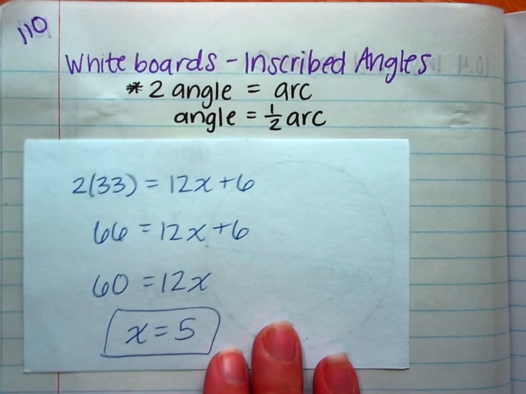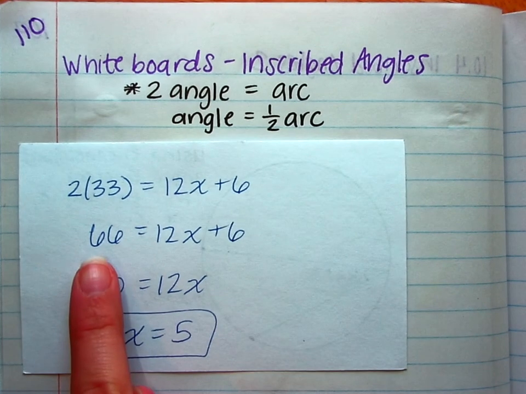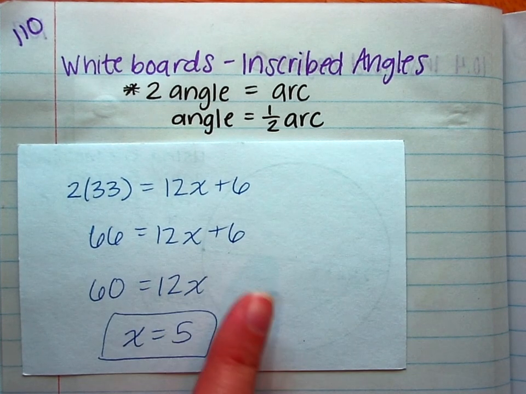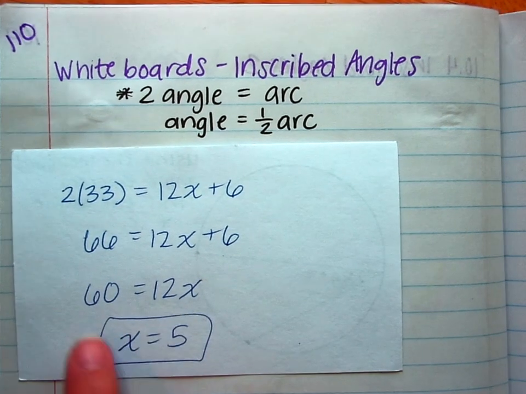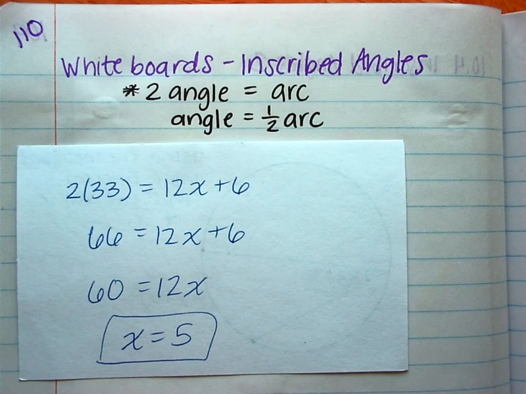Two times the angle, 2 times 33, 66, equal to the arc. Subtract the 6 over, divide by 12, x is 5.